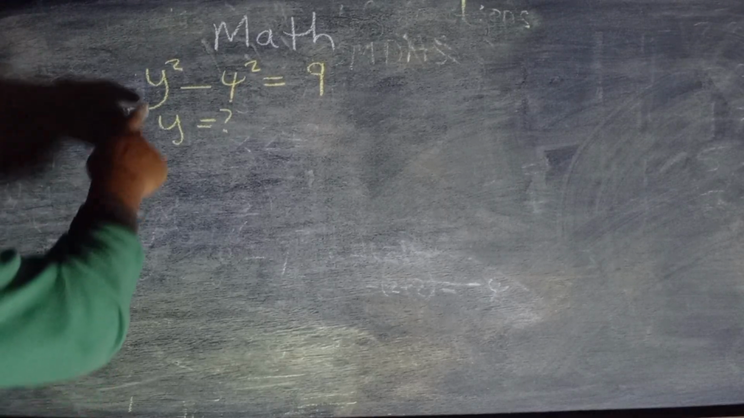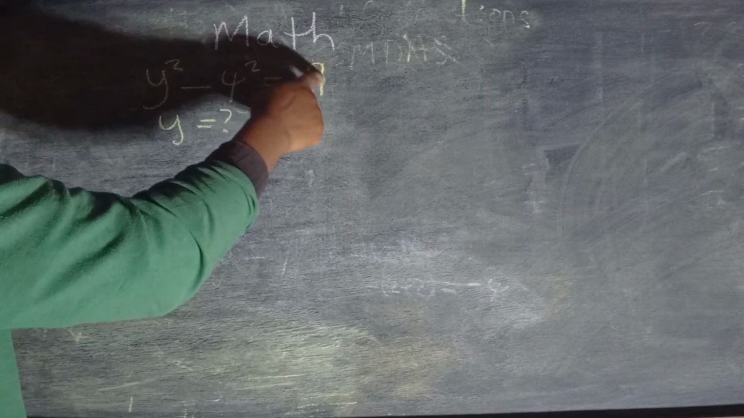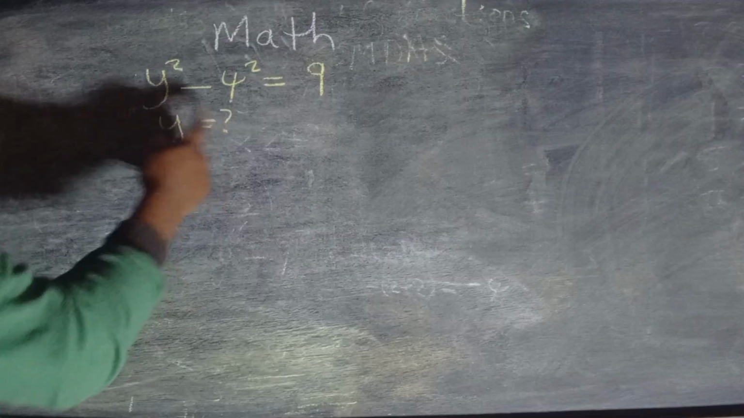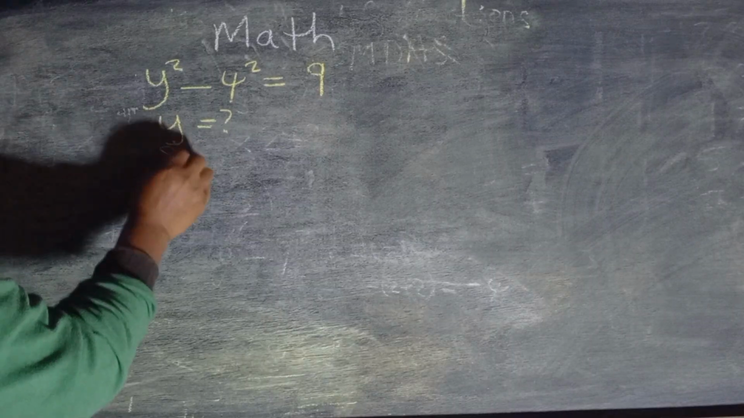So the quiz is y² minus 4² equals 9. y equals... so we are asked to look for the value of this y. Okay. Now, let's see the solution.